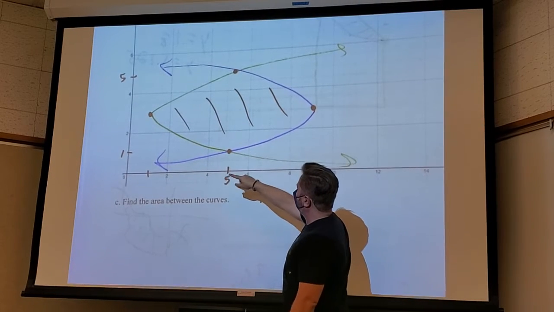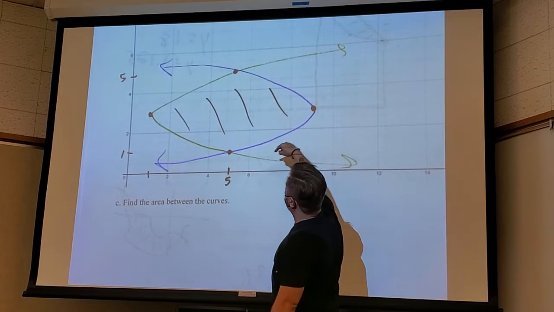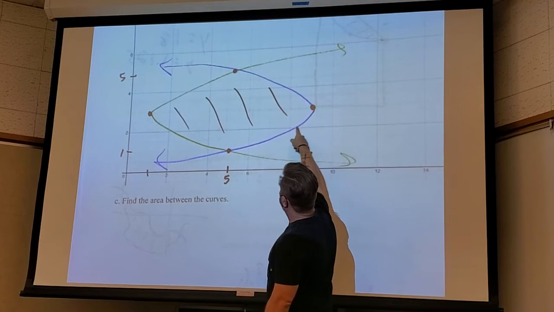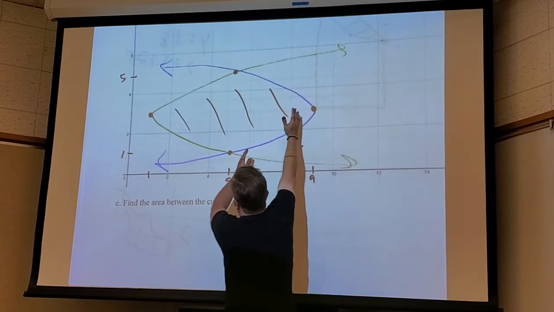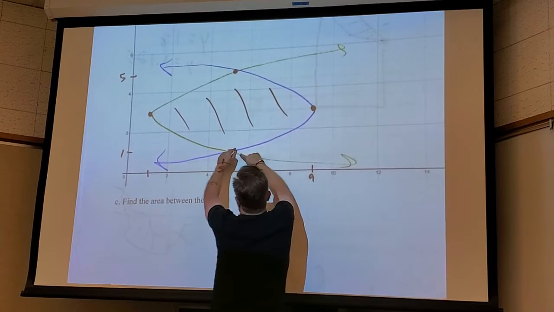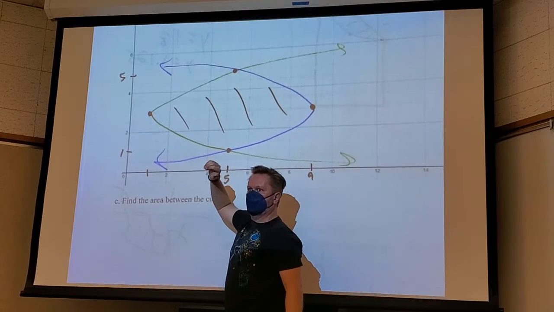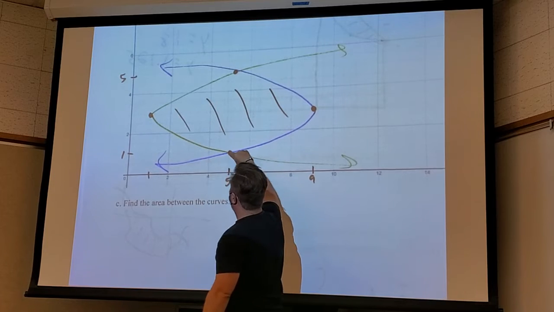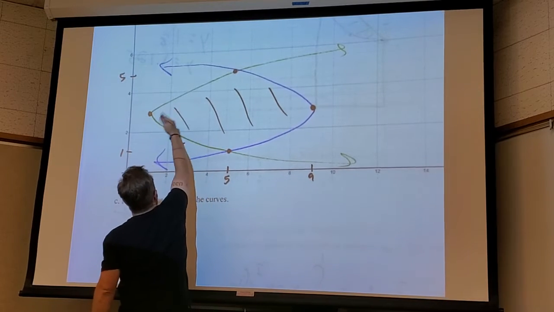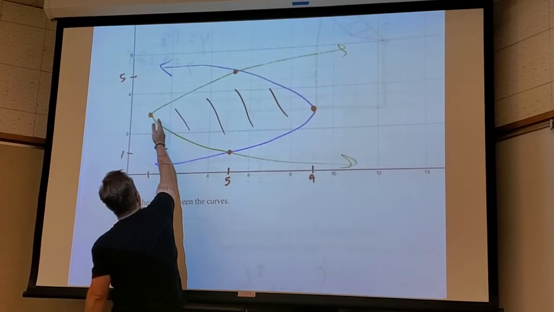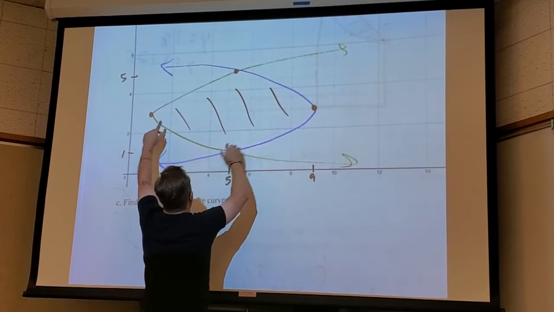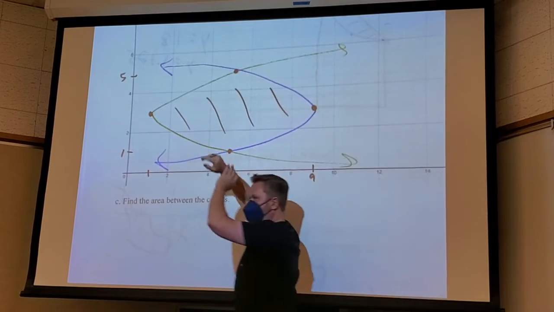Because if I integrated from 1 to 5 of this, wouldn't it just be the area from the y-axis to this? That would be the whole area, right? So what do I want to subtract off? The area from the green line to the y-axis. If I subtract that area off, I'm just left with this in the middle.